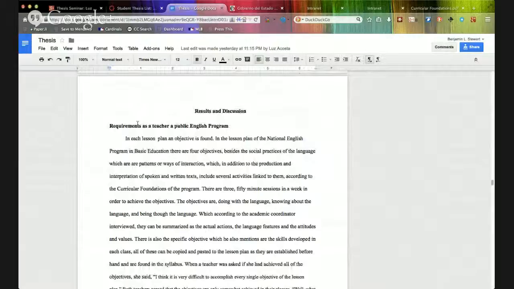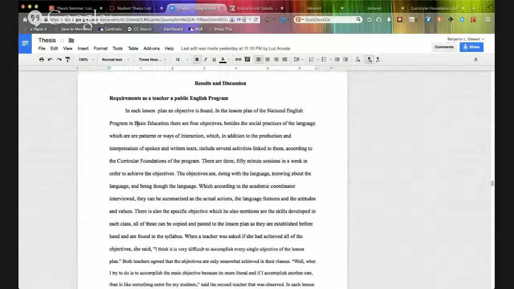So you might say something like, according to the National English Program of Basic Education, and then you could put in parentheses no date, because it's a citation but you don't have a date. English teachers need to do this, whatever they stipulate there. Talk about what it is you want to talk about with regard to your study.